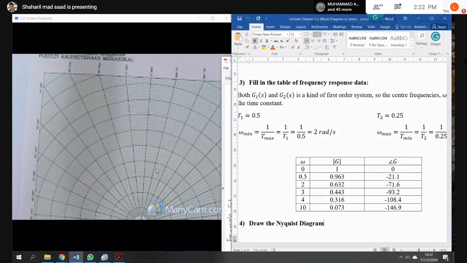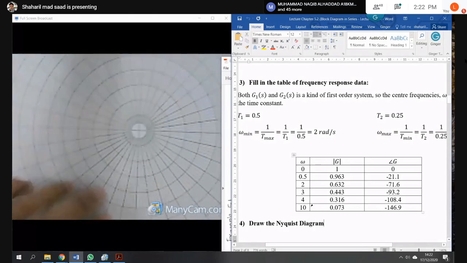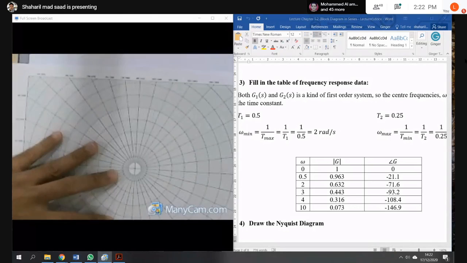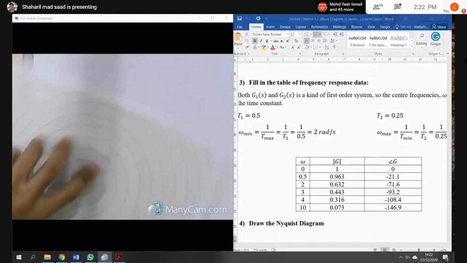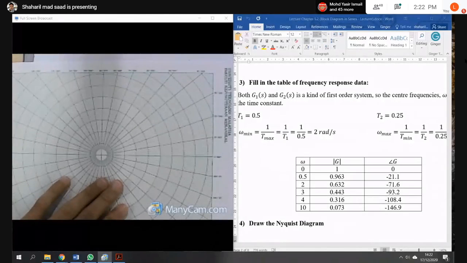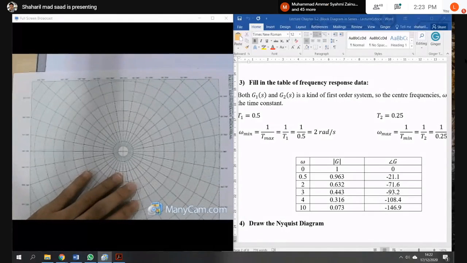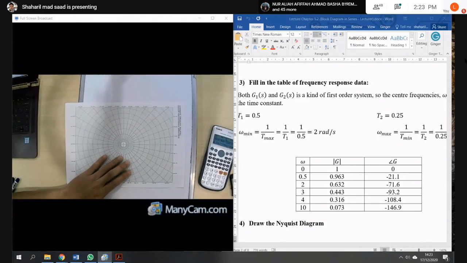That means in your graph here, I hope that you can see that. Okay. May I try which one? Okay.